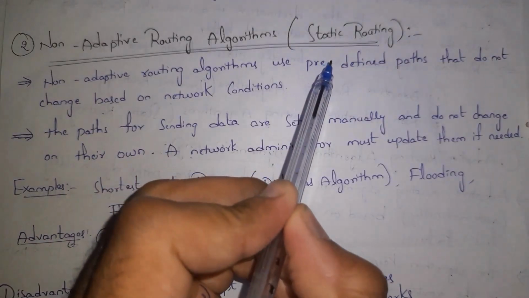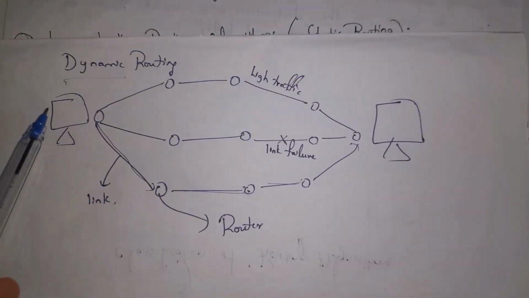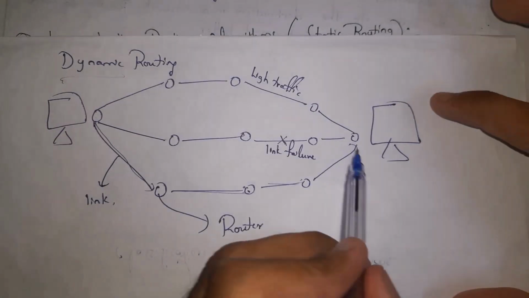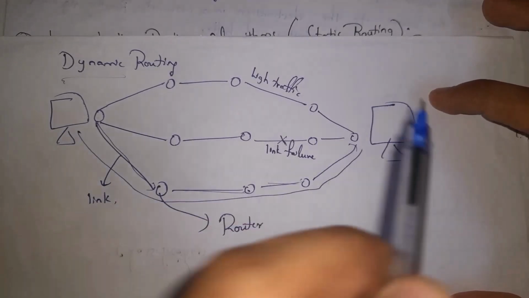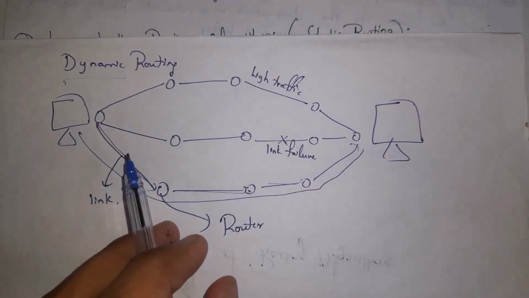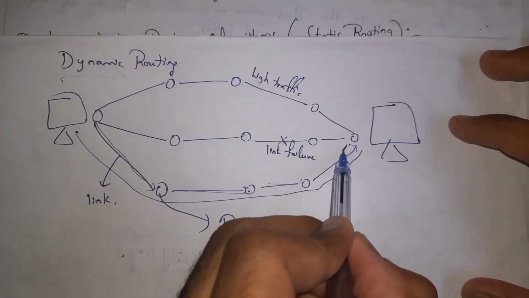And this path will not change based on network conditions. For example, this computer wants to send data to this computer. For example, this path is fixed to send data. Before transferring data between these computers, at first a path is selected. For example, these two computers want to communicate by using this path.